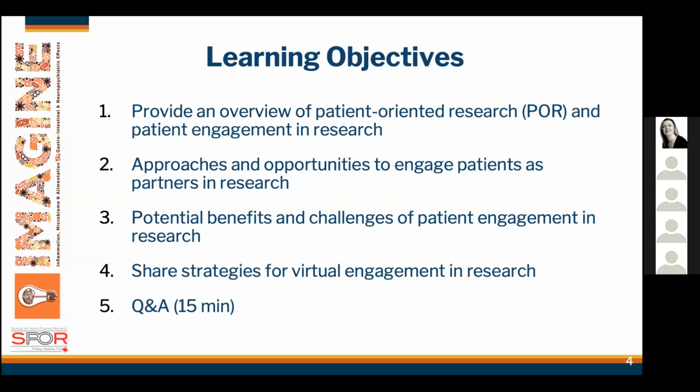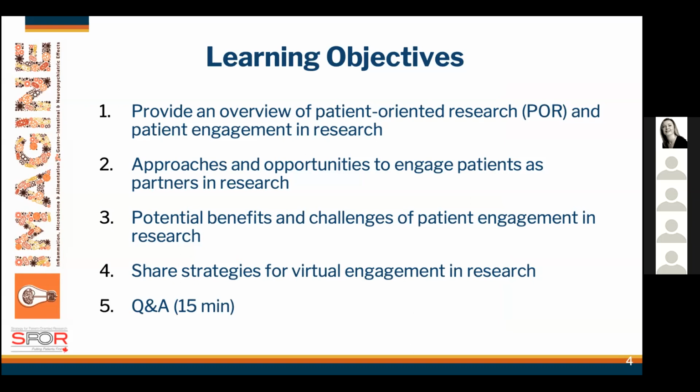So, our learning objectives today. First of all, really excited that there are so many people who signed in today. Welcome, glad you're interested in this area, because obviously Sandra and I are very interested in this area. And what we plan to do today are 4 things. One, to give you a bit of an overview around patient-oriented research, or we sometimes say POR, and then also patient engagement in research and differentiate them.